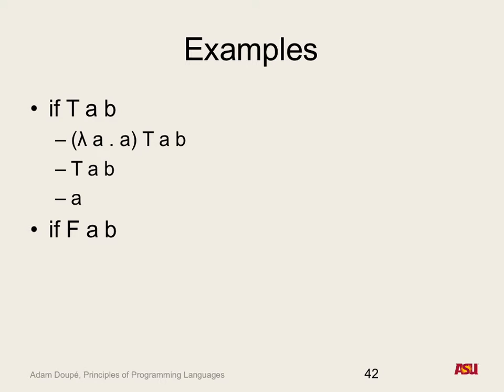Similarly with false, if false A B, well, we substitute if with the identity function. So we're going to substitute inside here all three A's with false. We do that, we have false A B. What's this going to return? B.